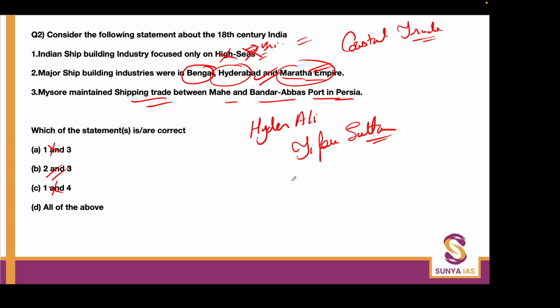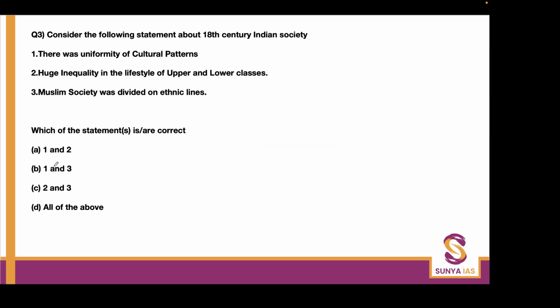Tipu even tried to take over the Bandar Abbas port, okay, for the trading purposes of Mysore state only. So this statement is right. Okay, so the correct answer is 2 and 3. B option. Consider the following statement about 18th century Indian society.